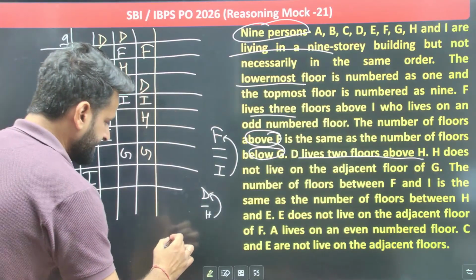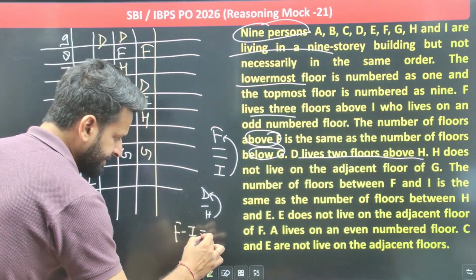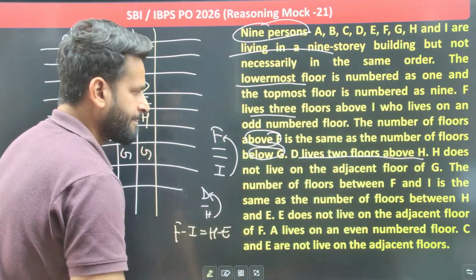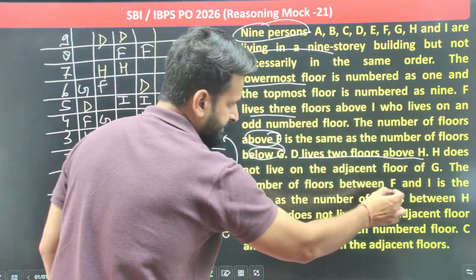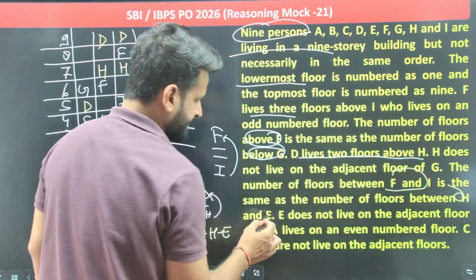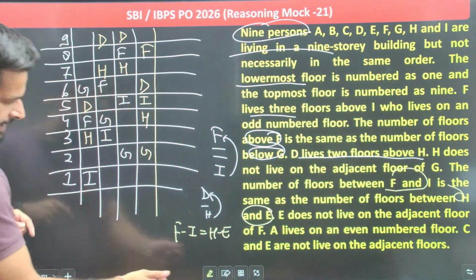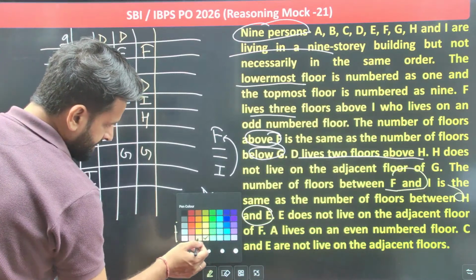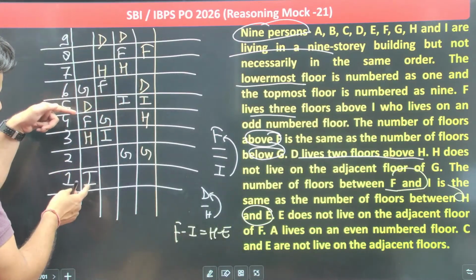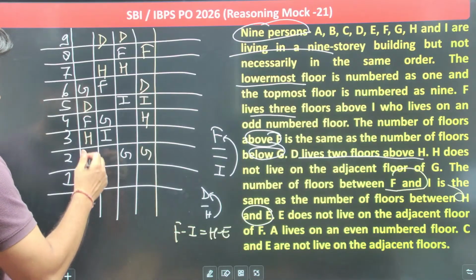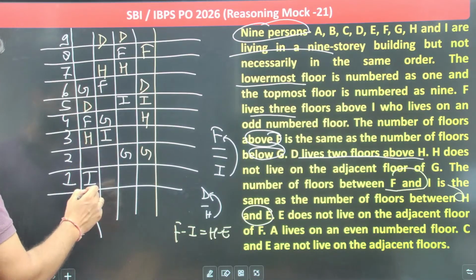The number of floors between F and I is equal to the number of floors between H and E. Number of floors between F and I is the number of floors present between H and E. F and I, you have yes. F and I, 2. So 2 between H and E. This is H 1 2 E. Not able to place. Remove.